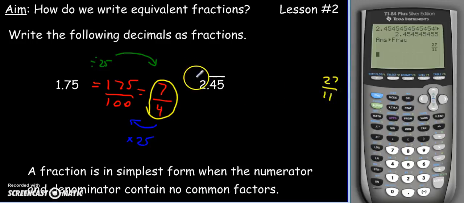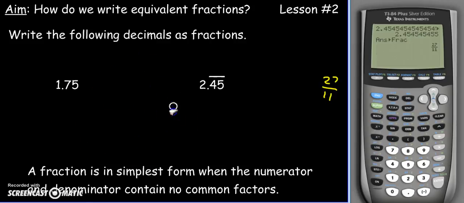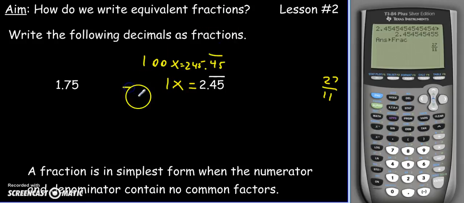27/11. Well, I'm going to erase this for now, for space. Alright, we said we can refer to this as x, or 1x. And in this case, to move the decimal point over 2 times would be to make that 100x, which is going to be equal to 245.45 repeating. Alright, so now these 45s are lined up and will cancel out when we subtract. So we're going to subtract these two things from one another. So 100x minus 1x is 99x.